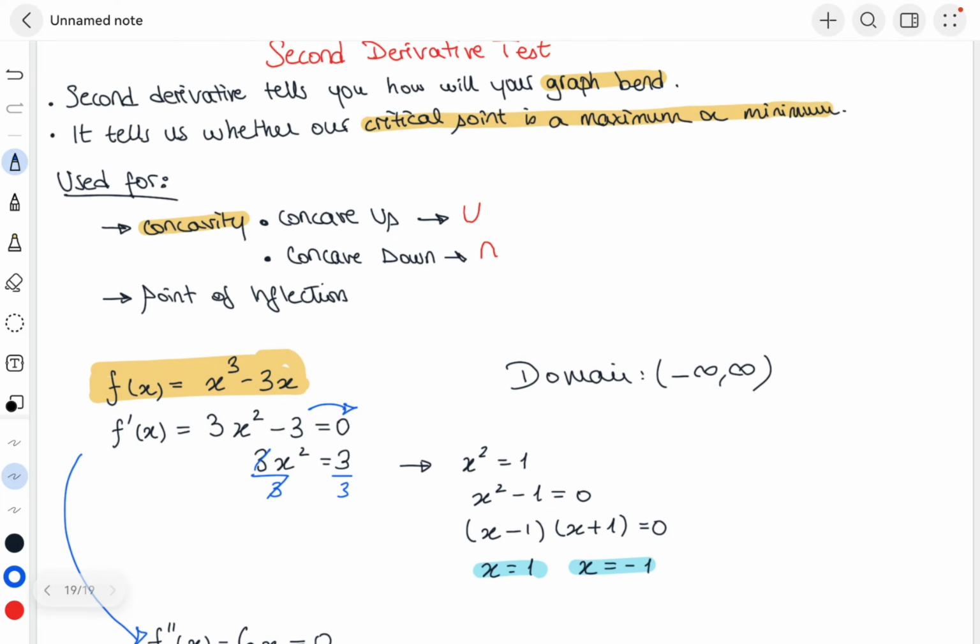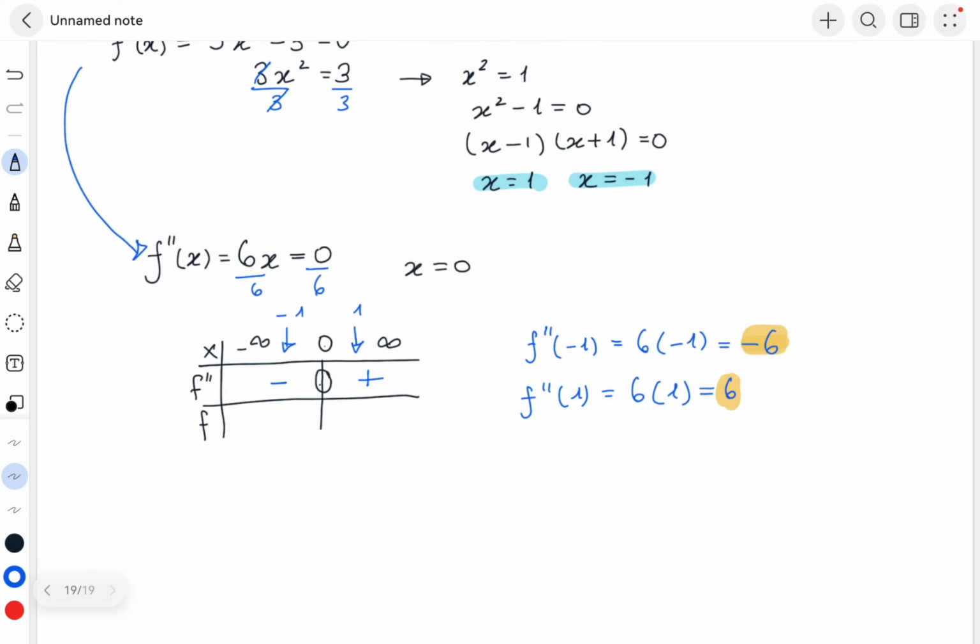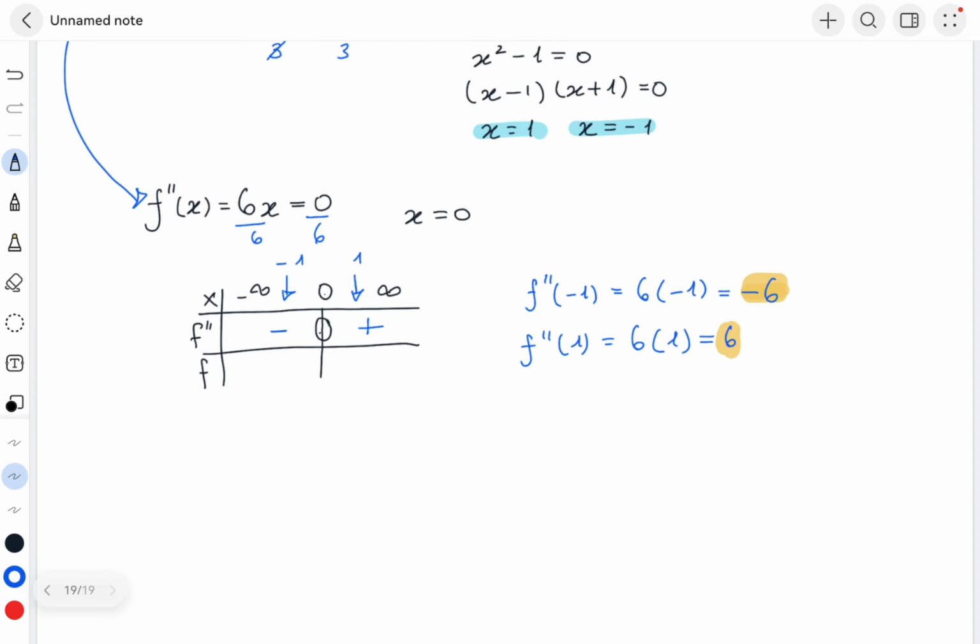Now, as we mentioned, for concave up we put a U, and for concave down we put a U flipped. Concave up means whenever our function gives a positive value. Concave down is whenever we have a negative value. So here we have a negative between negative infinity and 0, which means our function will be concave down. And we have a positive between 0 and infinity, which means our function will be concave up. Now we can write: f is concave up on the interval from 0 to infinity, and f is concave down from negative infinity to 0.